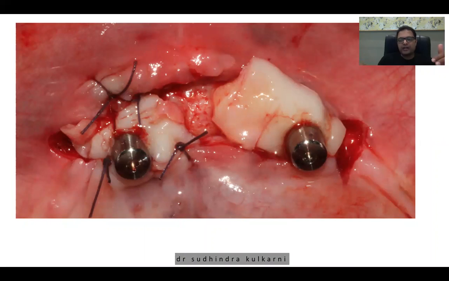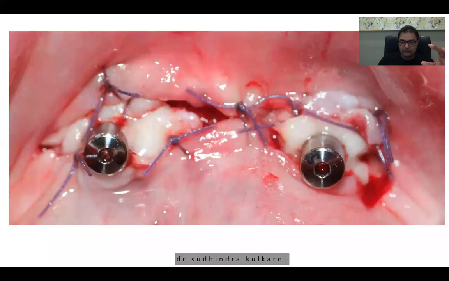The part that is surrounding the healing abutment is epithelialized, and the part that gets tucked into the underlying recipient bed is deepithelialized, and you suture it. Now, when you do this, what happens? You not only increase the width of the keratinized tissue around the dental implant, you also increase the bulk of the tissue around it. So that's how you close it.